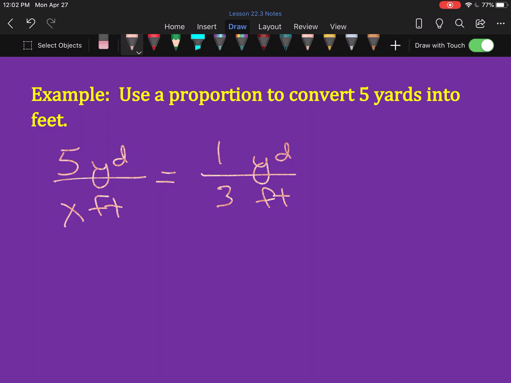Once you have this, we're good to cross multiply now. 5 times 3 is 15. X times 1 is x. And x is measured in feet. So the answer here is 15 feet.